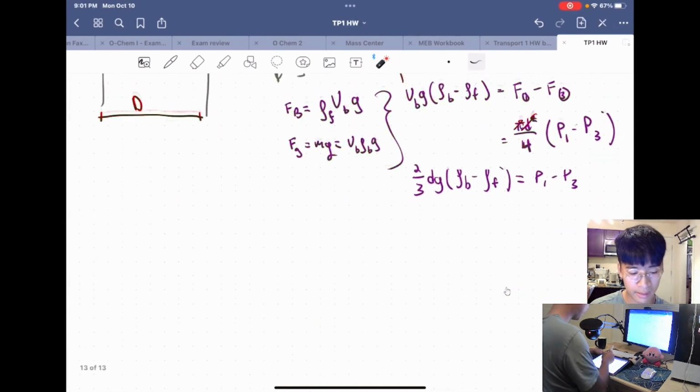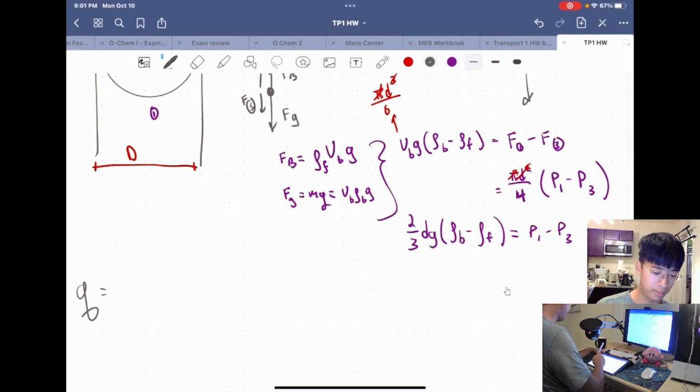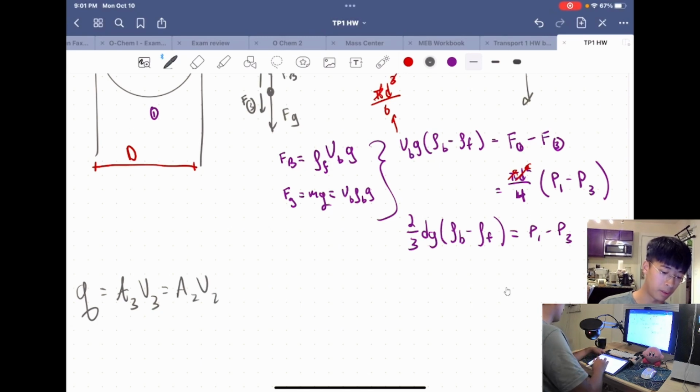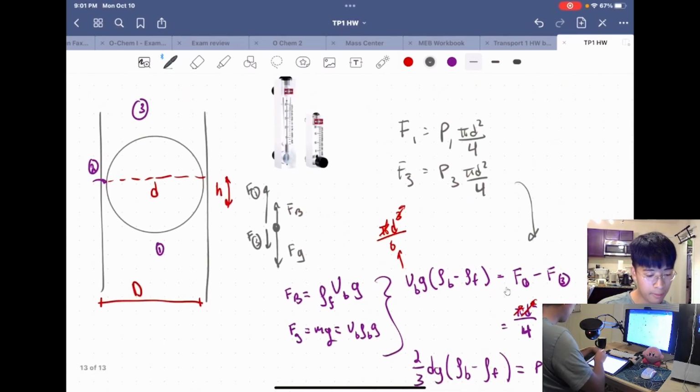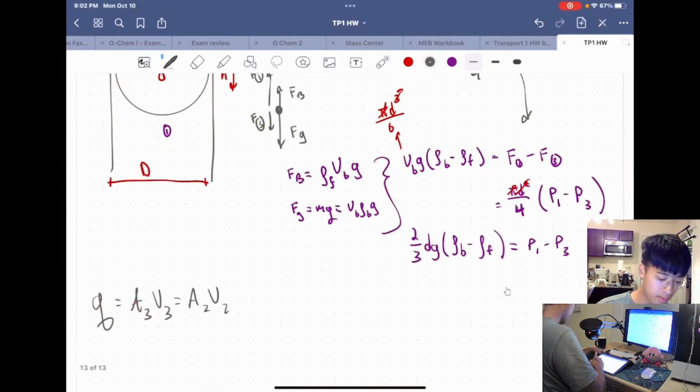So let's look at the continuity equation here. The volumetric flow rate is equal to area 1, velocity 1 is equal to... actually that's not going to help us. Let's do area 3, velocity 3 is equal to area 2, velocity 2. All right? You notice that this is really small. It's an extremely small gap. So the area at 2 is very, very, very small, much smaller than the area at 3.